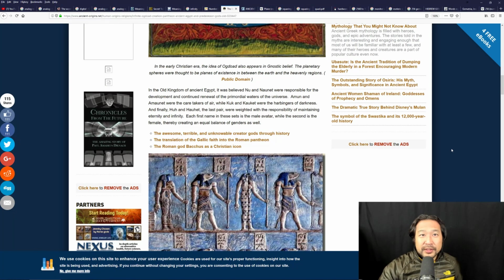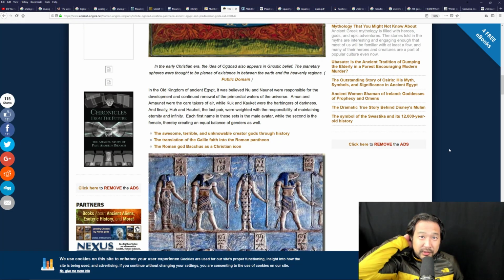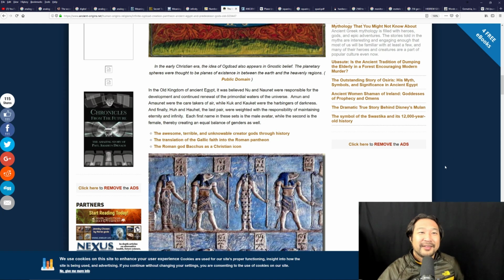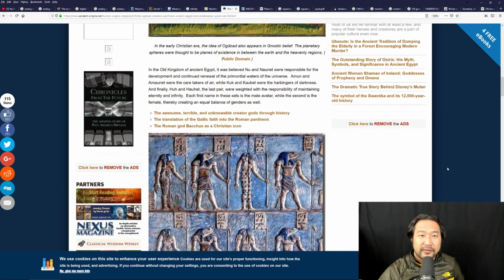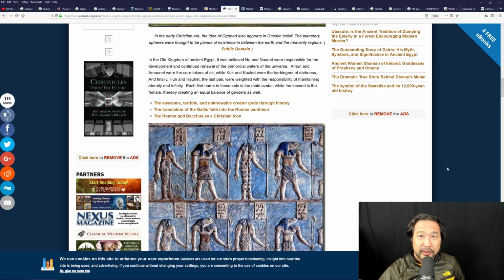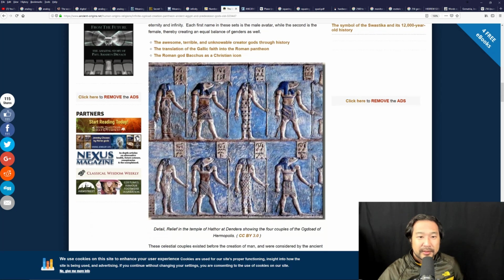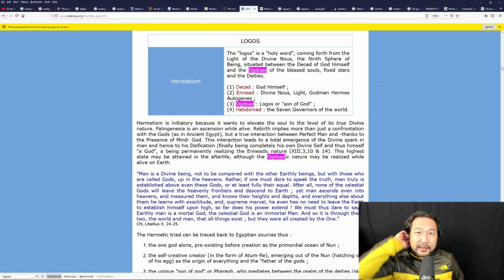In the early Christian era, the idea of the Ogdoad also appears in Gnostic belief. The planetary spheres were thought to be planes of existence in between the earth and the heavenly regions. And this gets pretty cool later. In the Old Kingdom of ancient Egypt, it was believed Nu and Naunet were responsible for the development and continual renewal of the primordial waters of the universe. Anyways, it's more you can go ahead and look at. Here are the 8 deities, 4 couples of the Ogdoad in Hermopolis. Something cool.